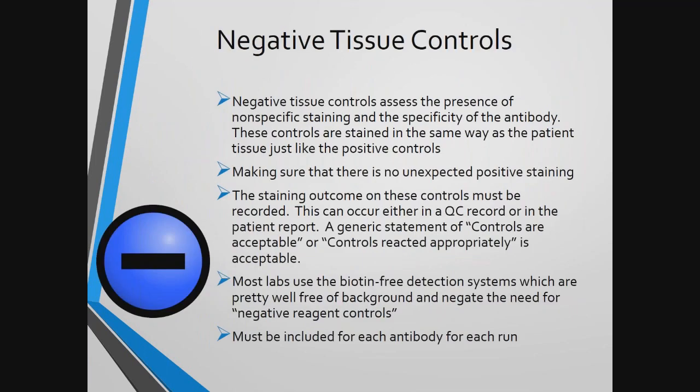On the other hand, negative controls are also a key element of IHC staining. Negative controls are used to determine if non-specific staining is present, as well as determine the specificity of the antibody and to make sure there is no positive staining that is not expected. Like positive controls, they are stained the same way as the patient tissue, and the staining outcome must be recorded. They must be included for each antibody for each run. Generally speaking, biotin-free detection systems are used in the majority of labs, and these detection systems negate the need for negative reagent controls because you don't see a lot of background staining.